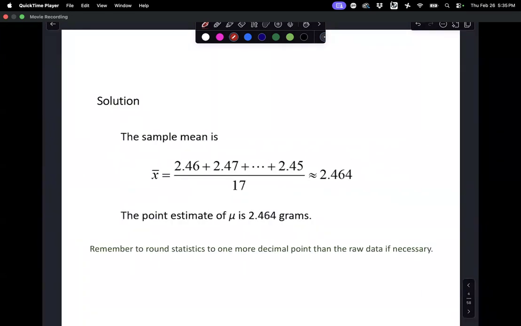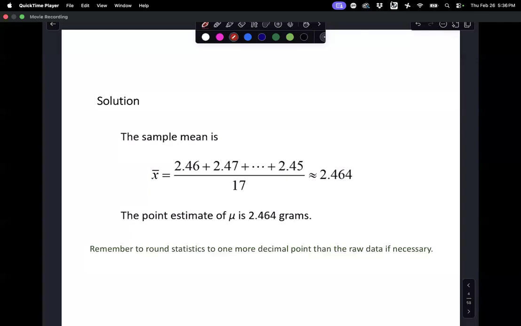So to get my point estimate, I just calculate that mean. The sample mean here, my X bar, is 2.464. So for our confidence interval, we would use 2.464 to estimate the population mean.